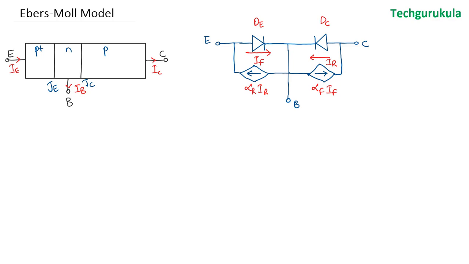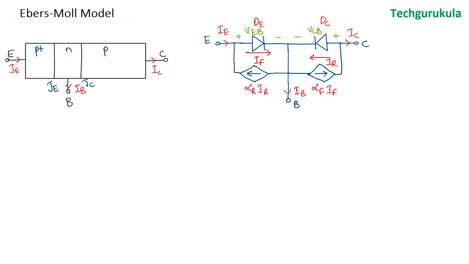Now let's call the voltages across these diodes VEB and VCB. We have seen that this model would work for forward active and reverse active, and we would go forward and even find out that this model would be valid for saturation and cutoff as well. But let me mark the currents here. This is the emitter current, this is the collector current, and this is the base current.